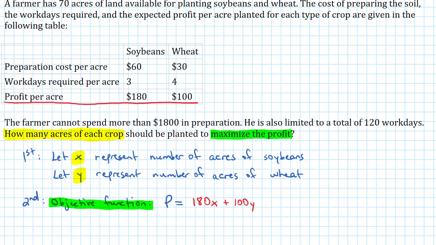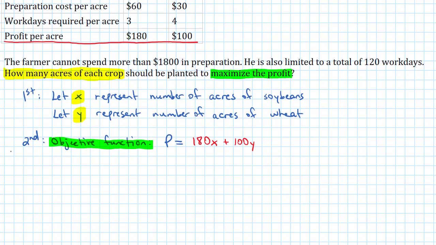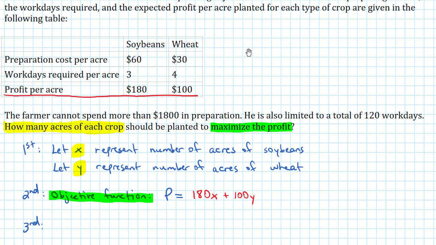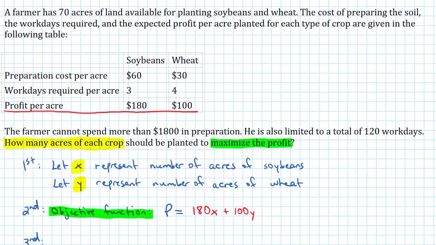Okay. Now, the hardest part, in my opinion, of these linear programming problems is finding the constraints. Okay. So the constraints are the limitations of the problem. So we have to start at the beginning and sort of read through. So I will highlight limitations in blue. Okay. So a farmer has 70 acres of land available. So right there, that's a limitation. We only have 70 acres total.